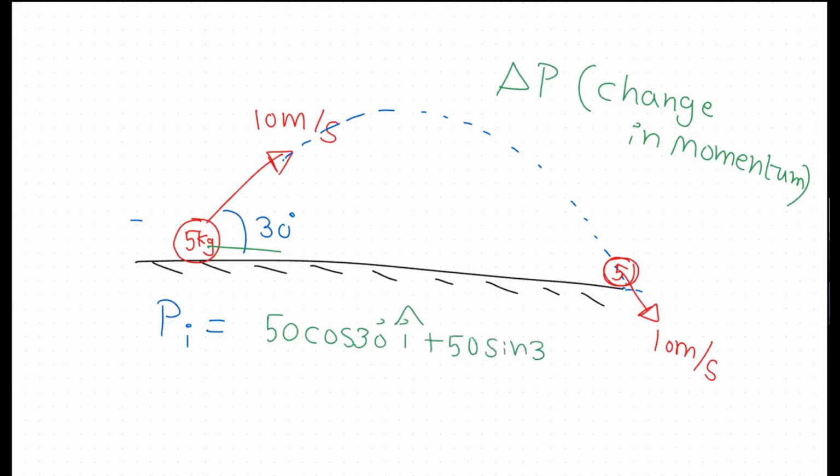Here it is important to maintain i caps and j caps, because the motion is along two dimensions. This is the initial momentum, the point where you throw the ball at an angle.